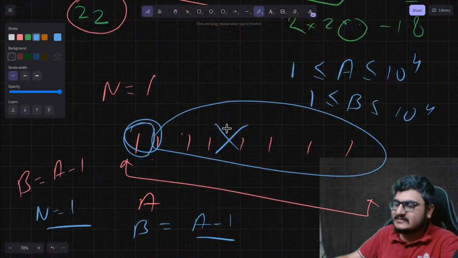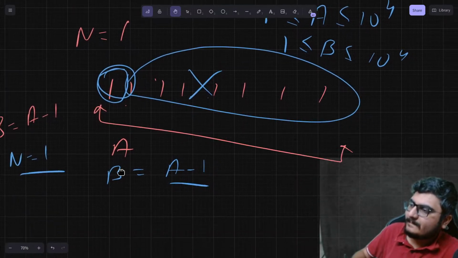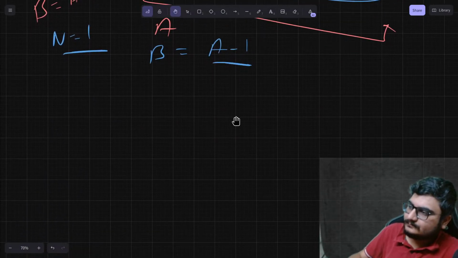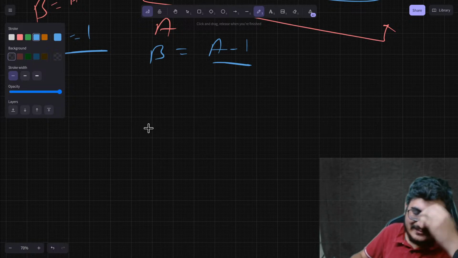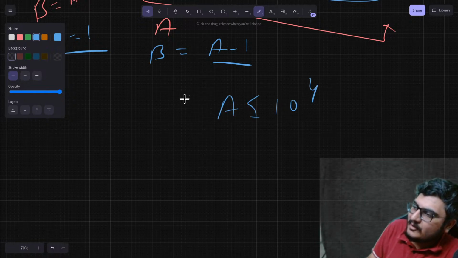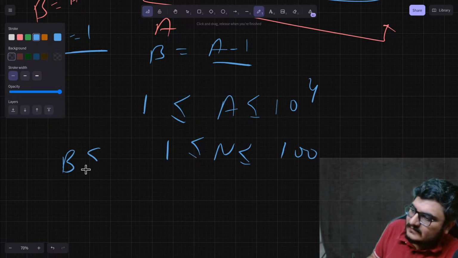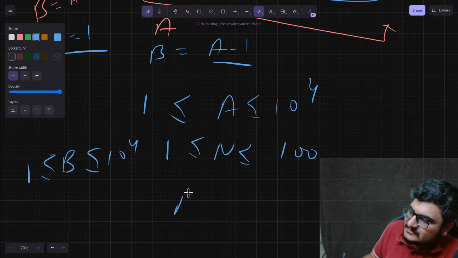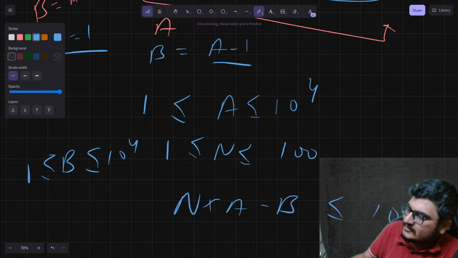And for the other case, what I essentially did was I just tried to brute force it. I assumed that a is less than 10 to the power 4, which is given to us, and n is also less than 101, and b is also less than 10 to the power 4. So what is the maximum value of n times a minus b? This value should be less than 10 to the power 6, right?